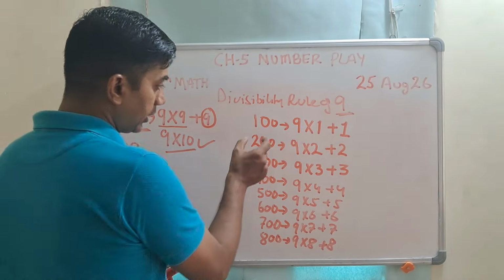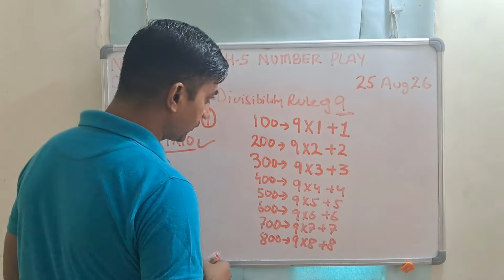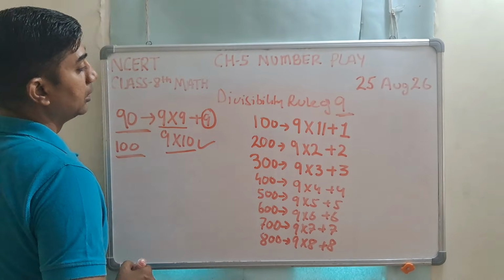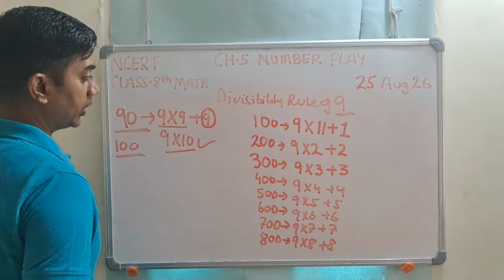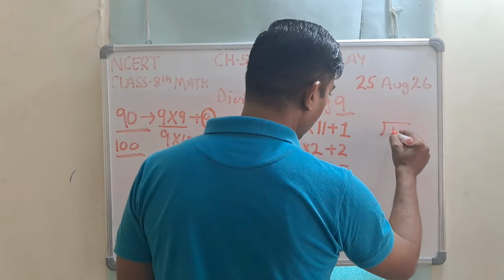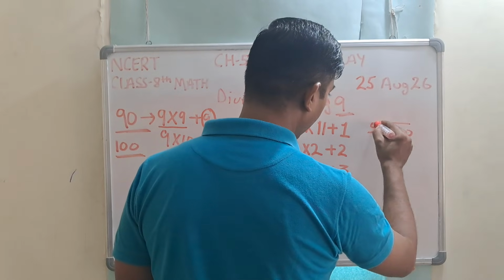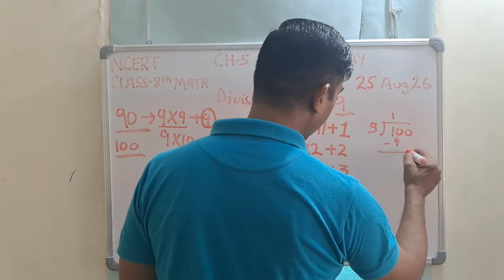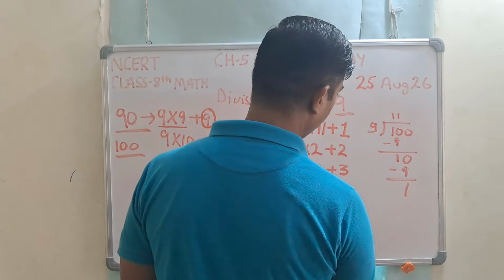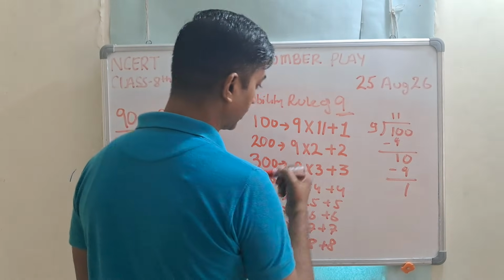When you express 90 in this form, you will see that it is 9 into 11 plus 1. Your 1 is the remainder. I will just show you one example. 100 divided by 9: 1, 9, then you take 10, then 1, 9, remainder 1. Means 9 into 11 plus 1.